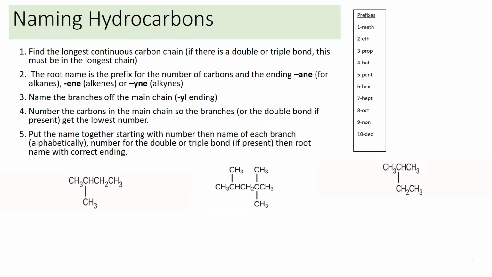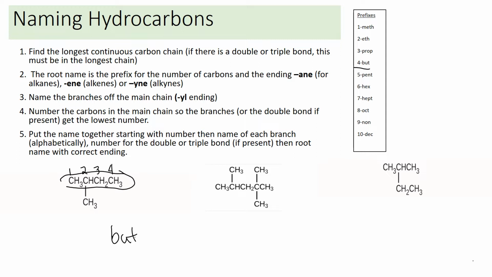We start by identifying the longest continuous chain. Now this doesn't always mean the chain that's written straight across. But looking at this molecule right here is our longest continuous chain. So the root name of this molecule is based on how many carbons are in this longest chain. So we look at this, we have 1, 2, 3, 4 carbons in the chain. So our root is going to be but-.